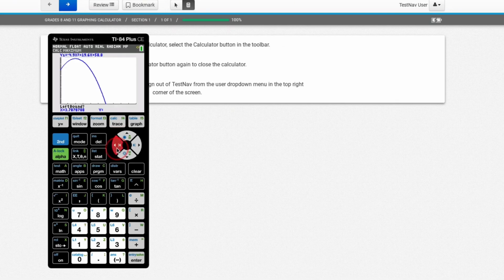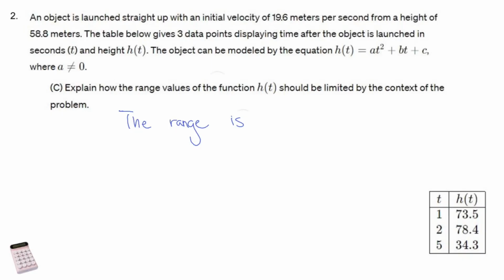Go to the left, hit enter. For right bound, we're going to go to the right, hit enter again. And the maximum is 1.99999999999. So probably 2. So now that we know that the maximum is 78.4, which happened at 2, we can go back and say that the range is from 0 to 78.4. So let's do that. Ugh, back and forth.